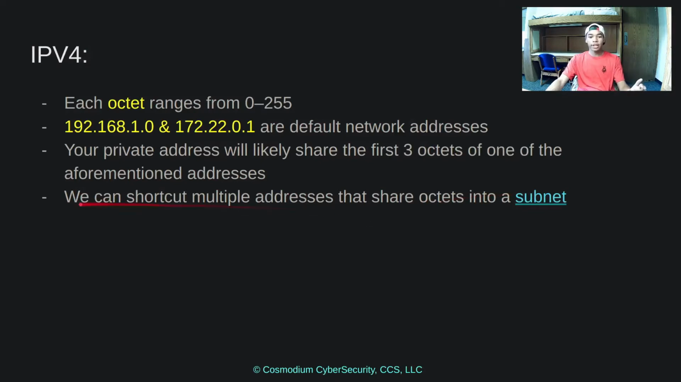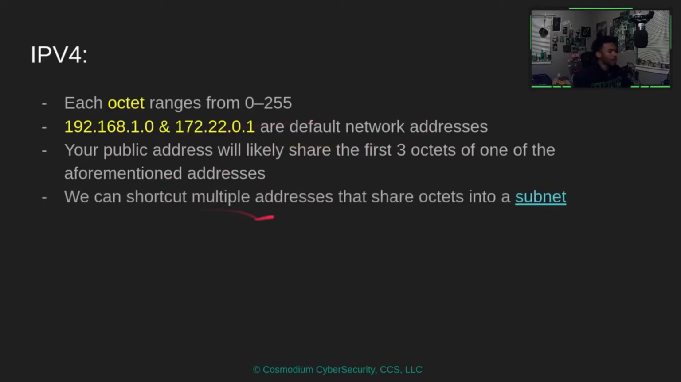The subnet is just what shortcuts multiple addresses into a single subnet. There's something called a subnet, and it's basically where we can shortcut multiple addresses that share octets, right? Similar to how our IP address shares these first 3 octets across the whole network, all the devices on the network will share these first 3 octets. The Wi-Fi router, I believe, is .0 or .1, and then all the rest of the devices can be .22, .23, up to 192.168.1.255, right? Basically, those can be all those devices on the network.